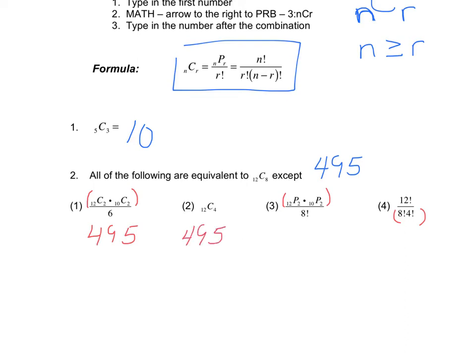Number 3, I think, was a long number or a decimal, so I made it a fraction. It was 33 over 112, which is not 495. And the last one was also 495. So my answer would have been choice 3, because that is the one that does not equal a combination of 12 things taken 8 at a time.